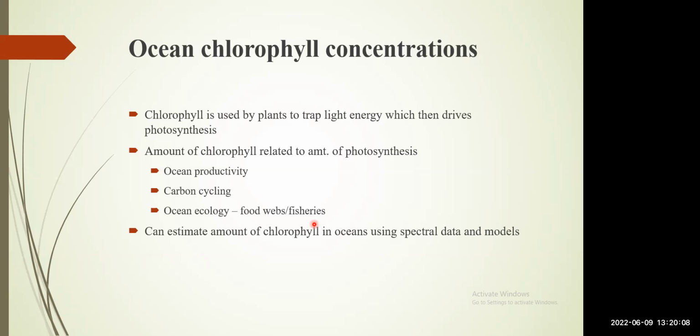Some papers were also published in my lab where I was studying, and multiple people are working on that. The amount of chlorophyll is related to photosynthesis, ocean productivity and carbon cycling, and also ocean ecology, that is, the food web and fisheries. Can we estimate the amount of chlorophyll in oceans using spectral data and models?